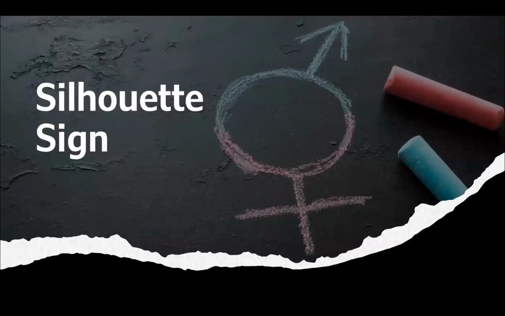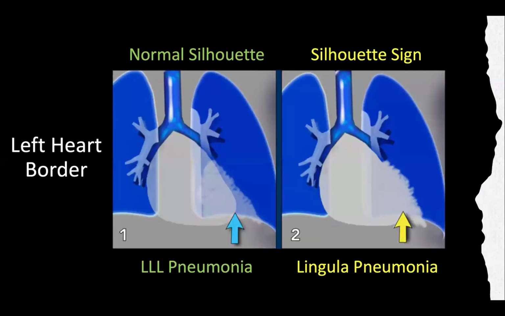Now, just 2 minutes maybe talking about this silhouette sign. The silhouette sign, what is it? For example, we will take the left heart border. So before we take this example, just let me explain what is this silhouette sign. There is usually a sharp margin or sharp border of the heart and the diaphragm. You should look at them, this is the normal appearance. They are sharp because there is an interface between the air in the lung and that soft tissue. When you lose that normal sharp border and there is an opacity, that really would help you localize where that opacity is located.